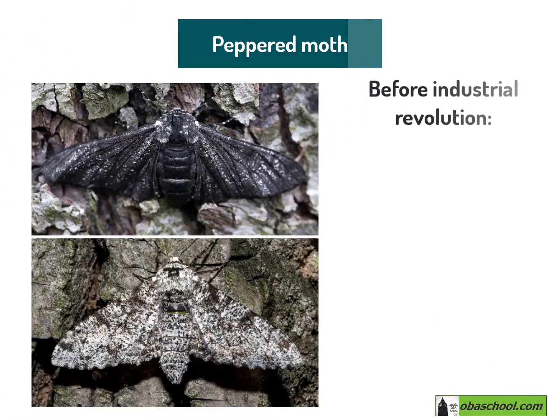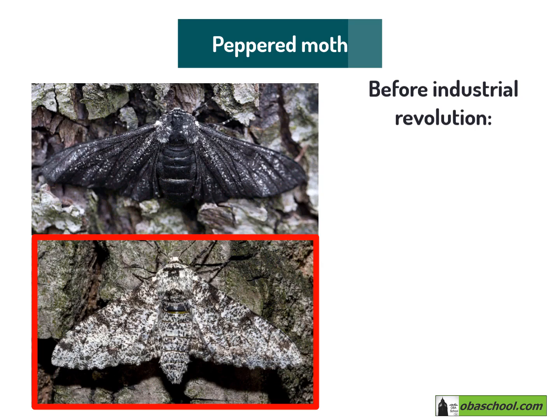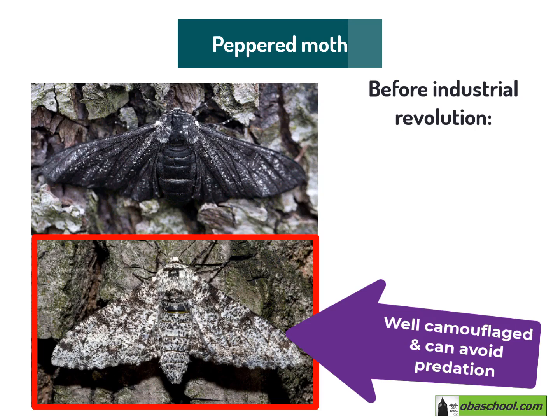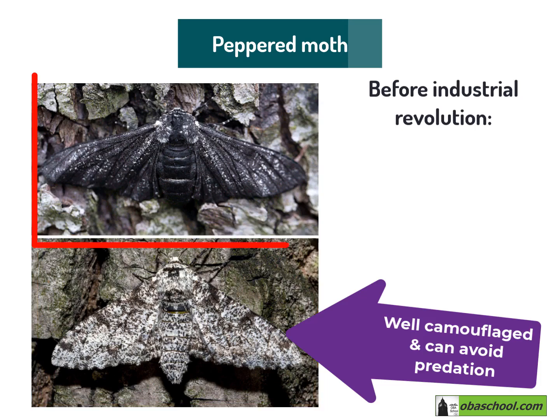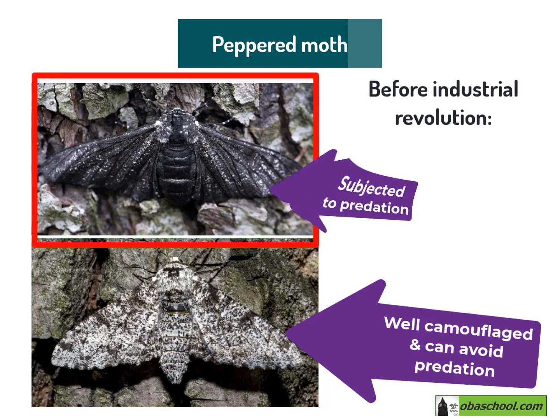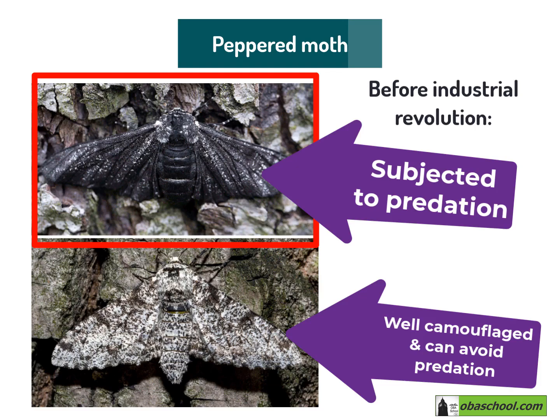And before the Industrial Revolution, the light moth had a selective advantage. And this is because they were well camouflaged against the lichen-covered trees, so they were better able to avoid predation. This means that the black mutant moth were subjected to a greater predation from insect-eating birds.